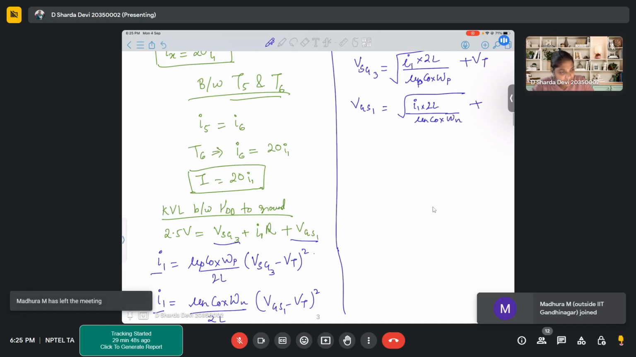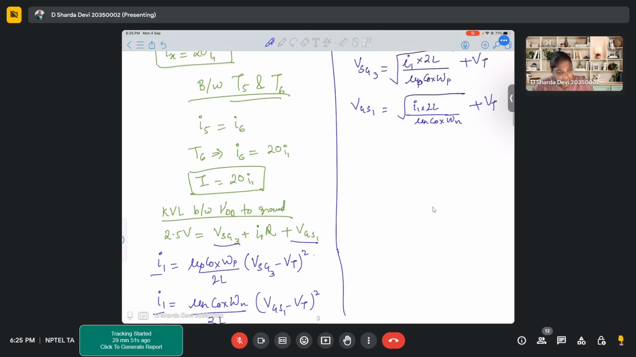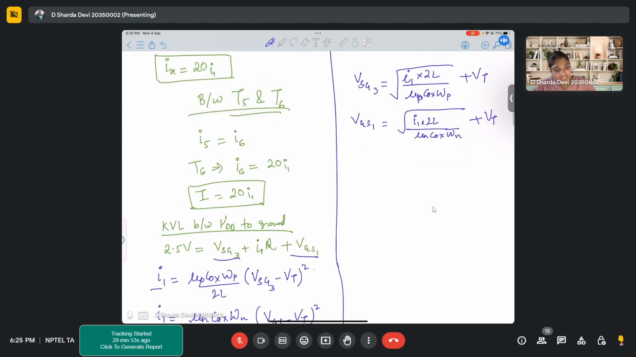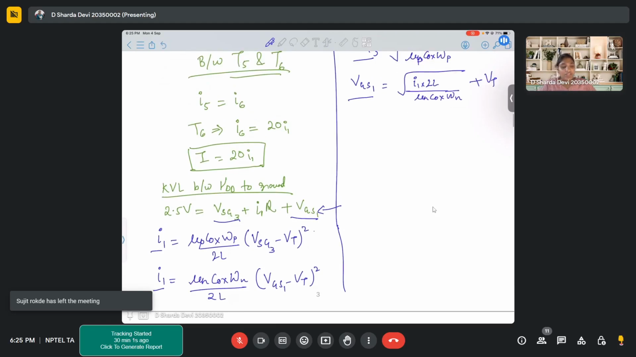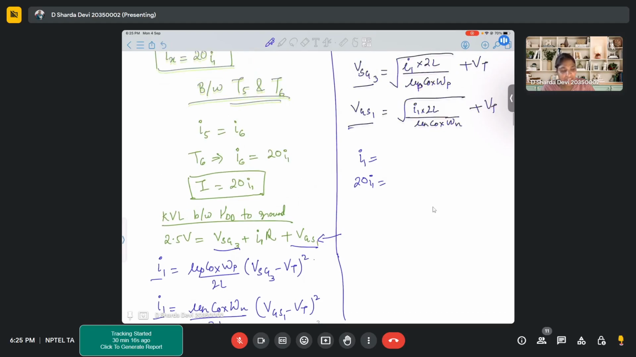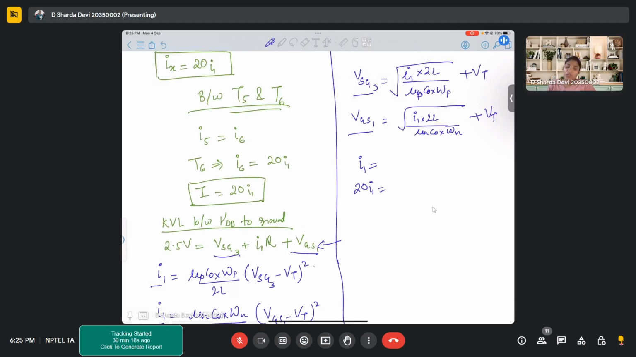So if we substitute these VSG3 and VGS1 in our KVL expression, the whole expression will turn out in terms of I1. Only one variable will be remaining, which is I1. When you solve that, you can finally find the value of I1, and hence the value of 20 times I1. Can someone quickly solve this and let me know what value of I1 you are getting from this equation?